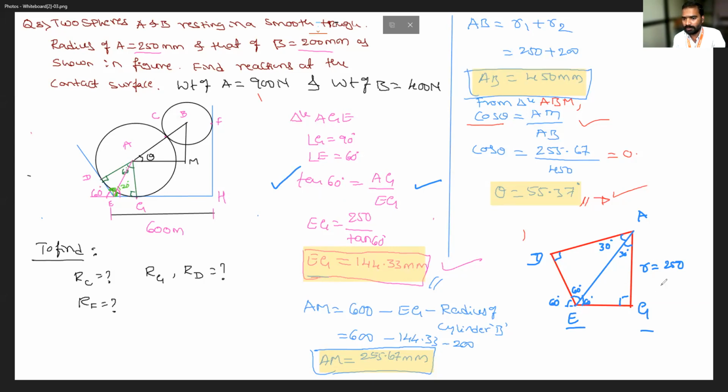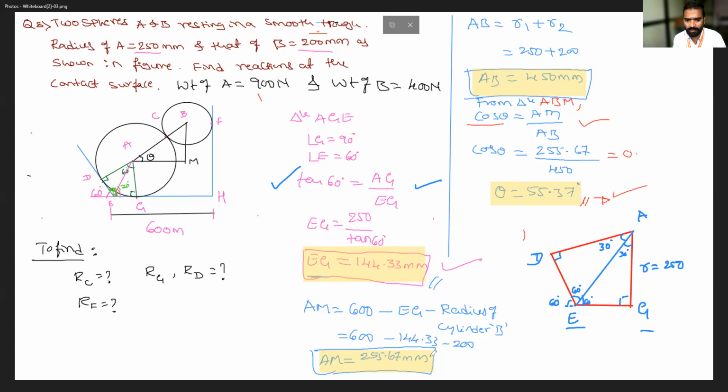Did everyone understand this rectangle? Is it clear to the others also, this rectangle? Okay. So my intention was to get the value of EG.